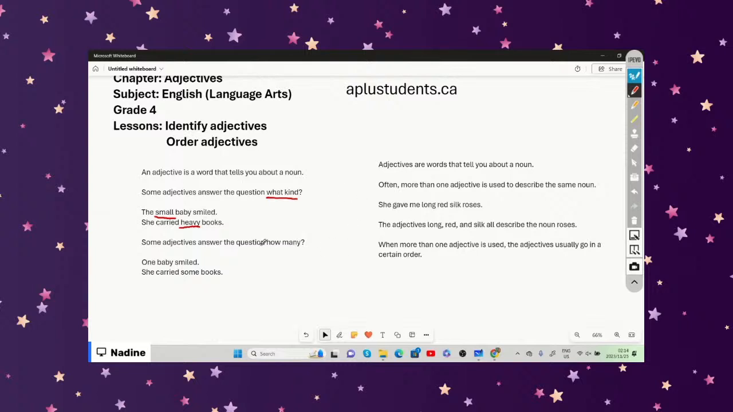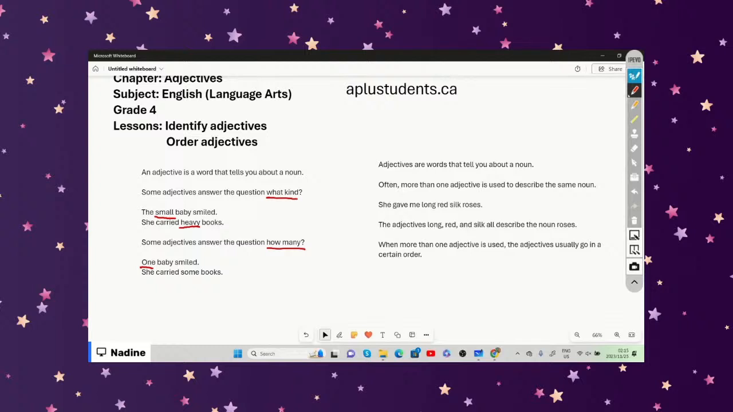Then we have some adjectives that tell us how many. Remember, I said that with how many, it doesn't necessarily have to be 1 to 1,000. If you look at the question, it says one baby smiled. It's like you're asking yourself, how many babies smiled? So you can say only one baby smiled. One, of course, is in the form of a number. That can be even easier because it's basically just numbering and saying how many babies, in the form of numbers, or in the form of an amount.